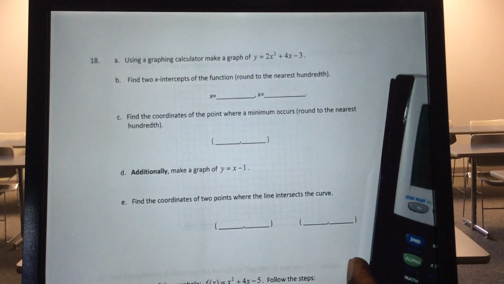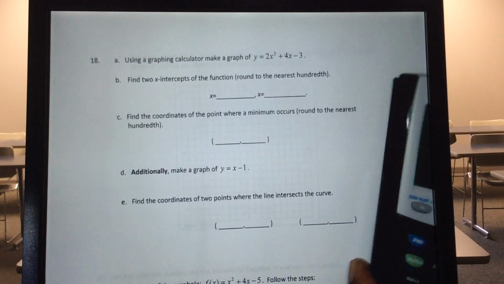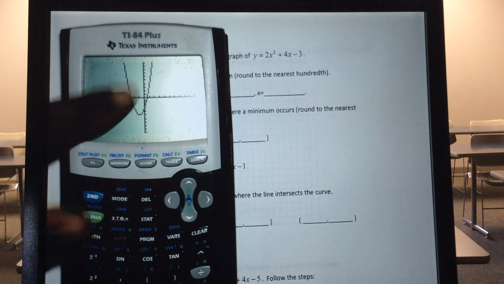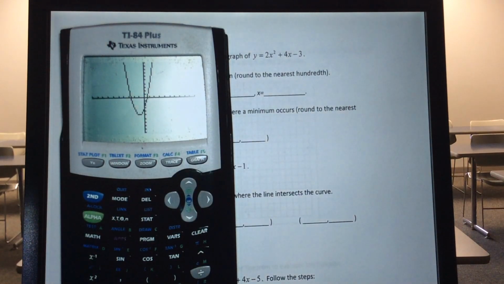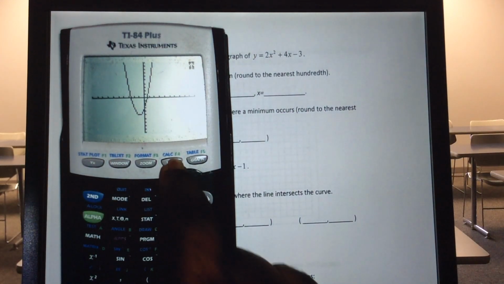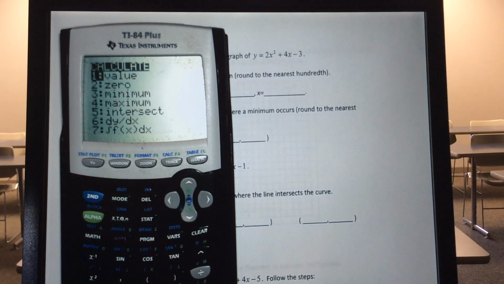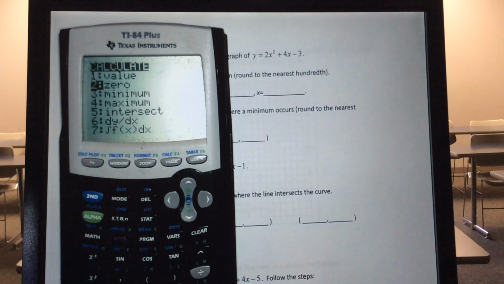Now that's part A. Part B is to find the two x-intercepts of the function to the nearest hundredth, or to two decimal places. So we're going to find out where this parabola crosses the x-axis. Those are your two x-intercepts here. And to do that, we're going to do second and trace. Press the second key, and then press trace. Now, we're finding the x-intercept. That means we're finding the zeros of that function. So we need to select menu item number 2 under the calculate menu. So I'm going to go down to number 2 and press enter.